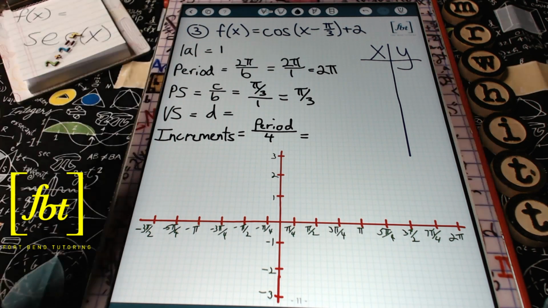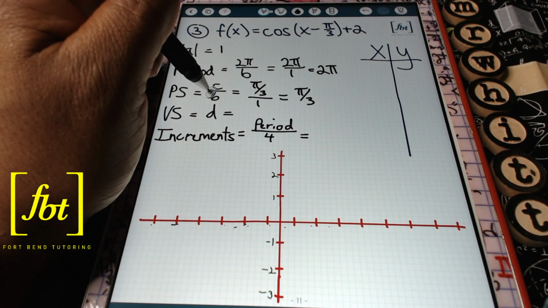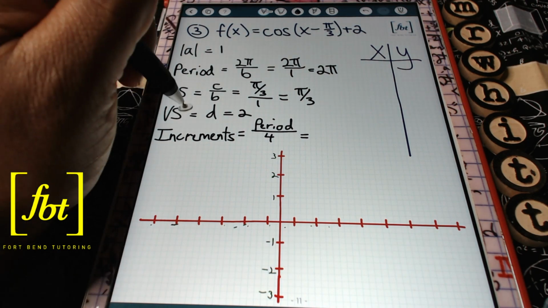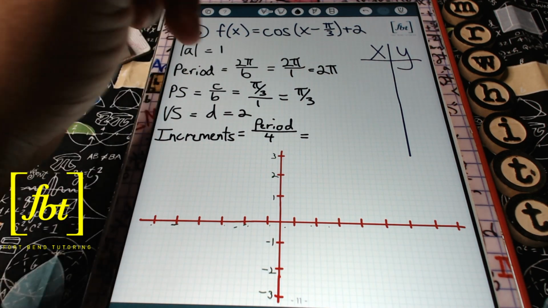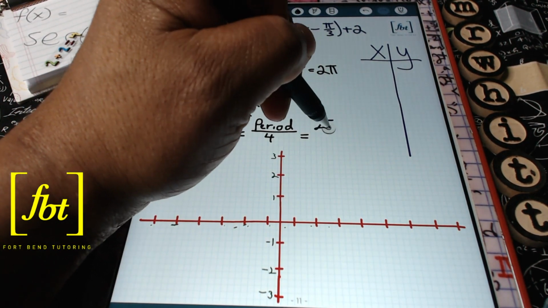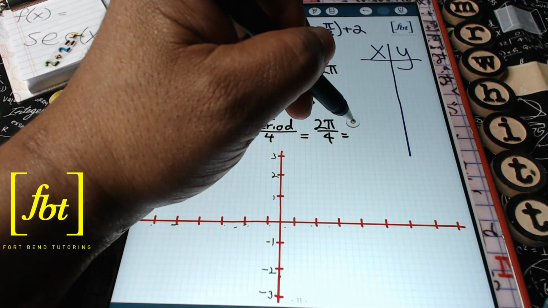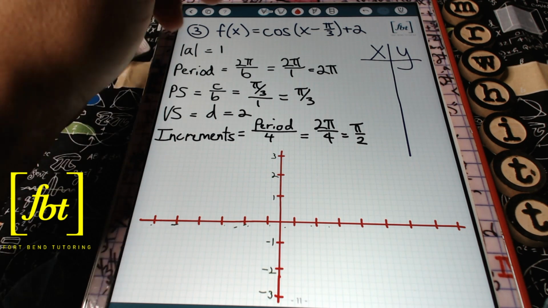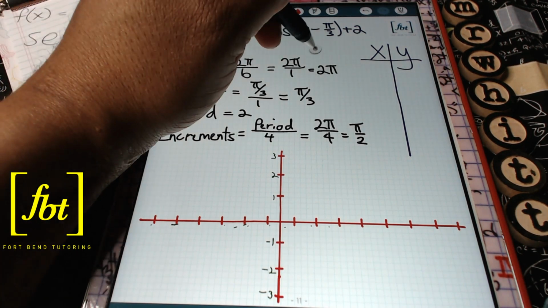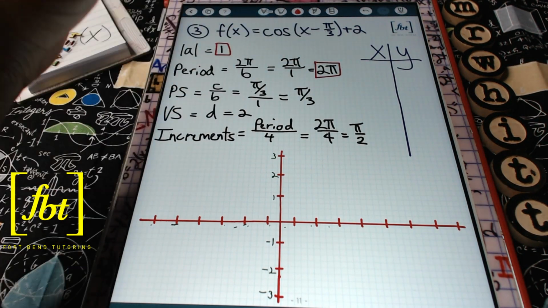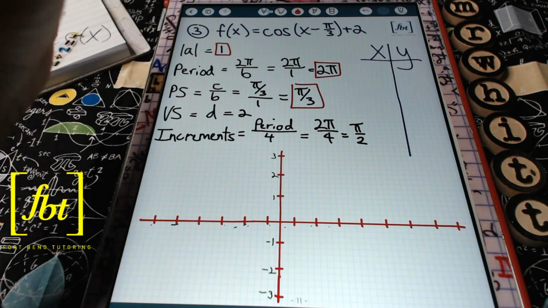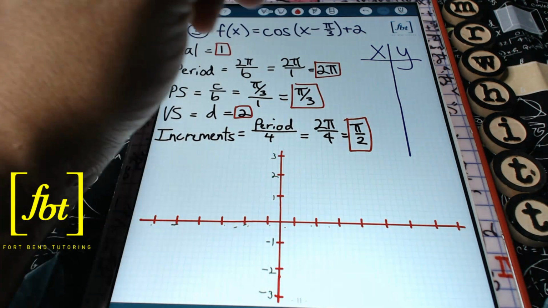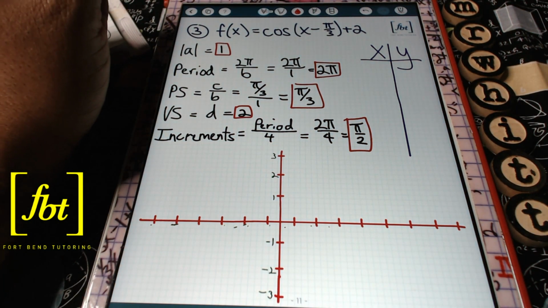So let's once again make an adjustment to our ticks down here. Our d value is going to be 2, so we have a vertical shift of 2, and our increments are going to be the period divided by 4. So our period is 2 pi divided by 4, so we end up with pi over 2. Red box it. You're going to end up with your amplitude for your cosine function being 1. Our period is 2 pi. Our phase shift is pi over 3. Our vertical shift is 2, and we have our increments, which are pi over 2.